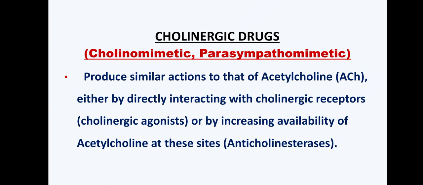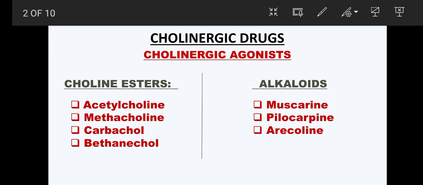Today we are going to see about cholinergic drugs, their receptors, pharmacological actions and side effects. Cholinergic drugs are also known as cholinomimetic or parasympathomimetic. These are the agents which produce similar actions to that of acetylcholine, either by directly interacting with cholinergic receptors or by increasing availability of acetylcholine at these sites.